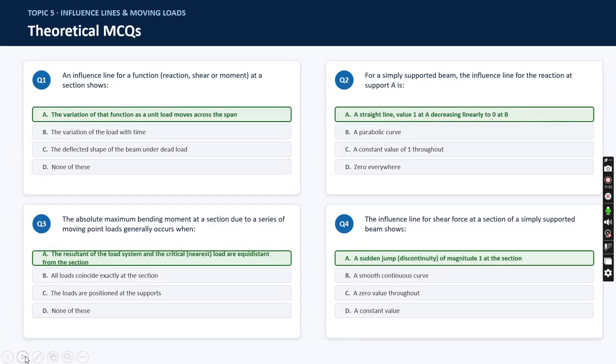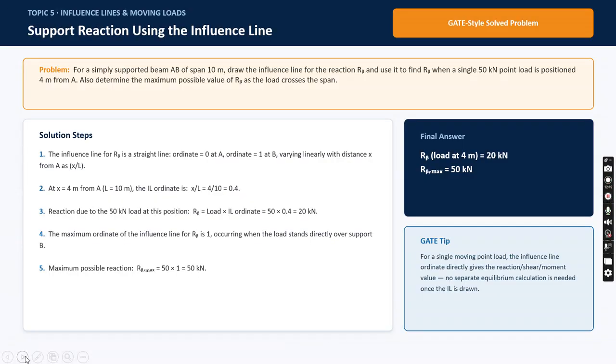The absolute maximum bending moment at a section due to a series of moving point loads generally occurs when the resultant of the load system and the critical nearest load are equidistant from the section. Okay, option A is the right answer. The influence line for shear force at a section of a simply supported beam shows a sudden jump discontinuity of magnitude 1 at the section. Option A is the right answer.